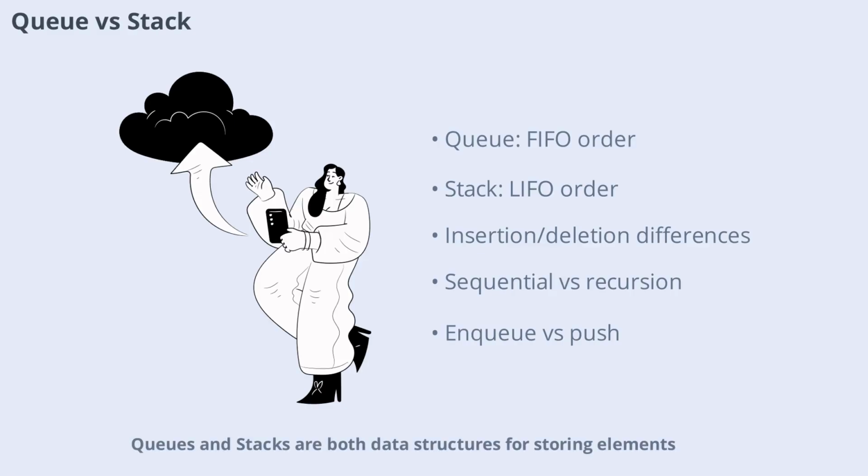Queues and stacks are both data structures for storing elements, but their operations differ. Queues use FIFO, first in first out order, with insertion at the rear and deletion at the front. Stacks use LIFO, last in first out order, with both insertion and deletion at the top. Queues are ideal for sequential processing, while stacks are used for recursion problems.